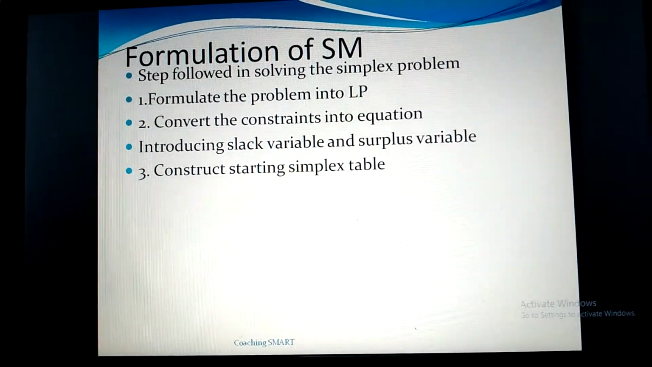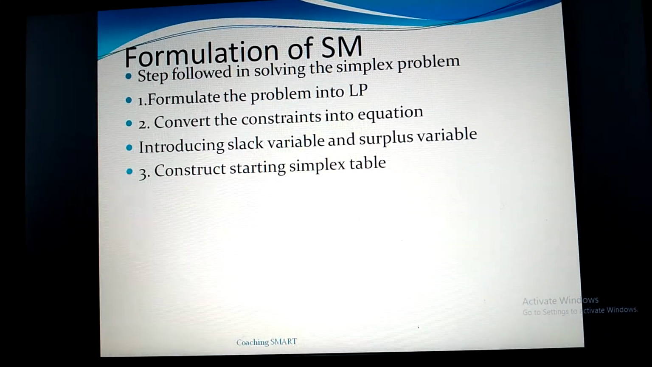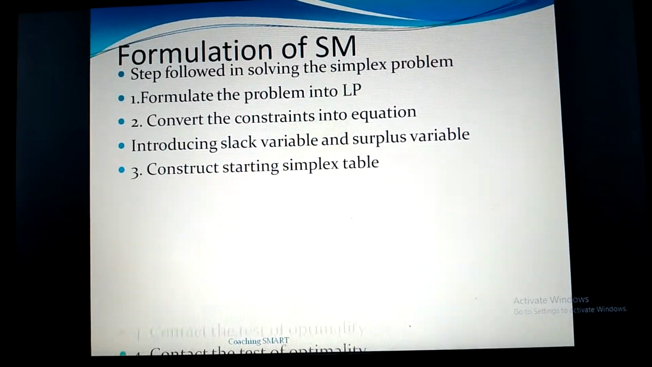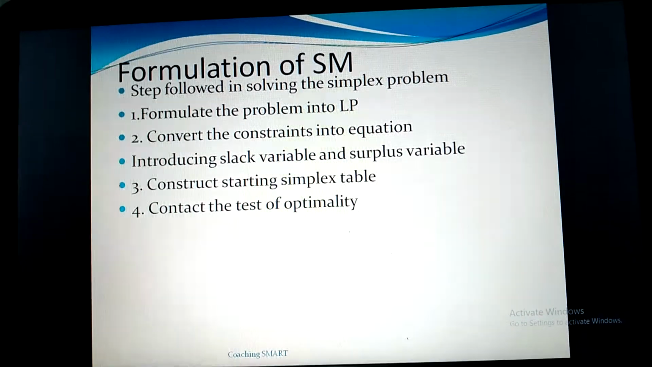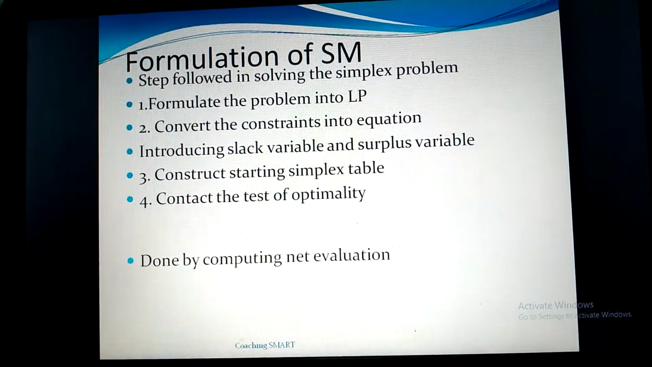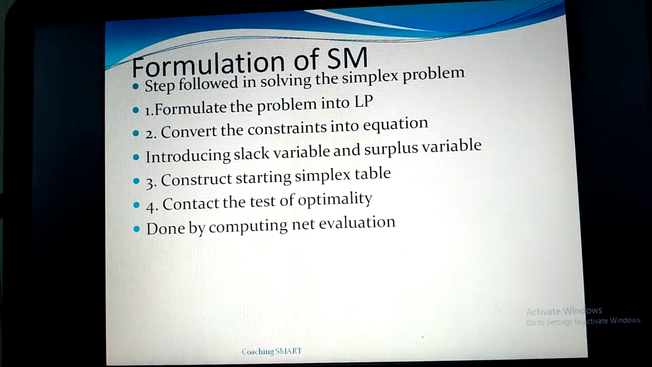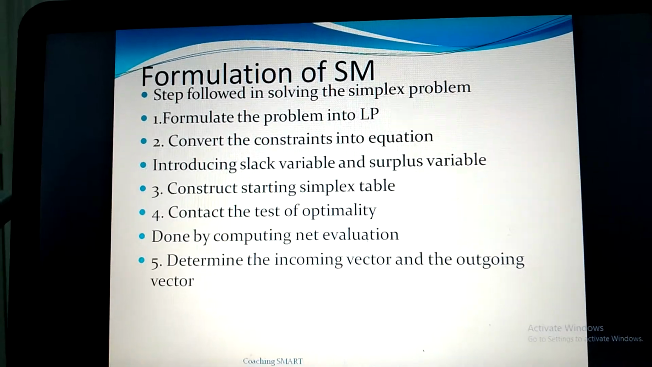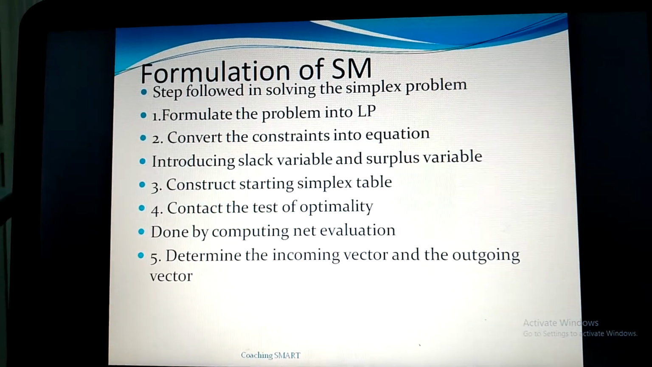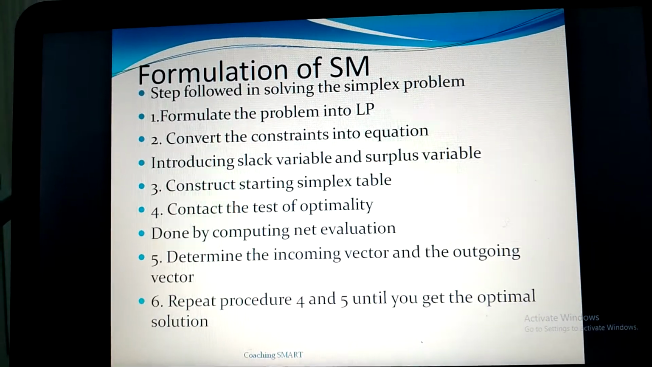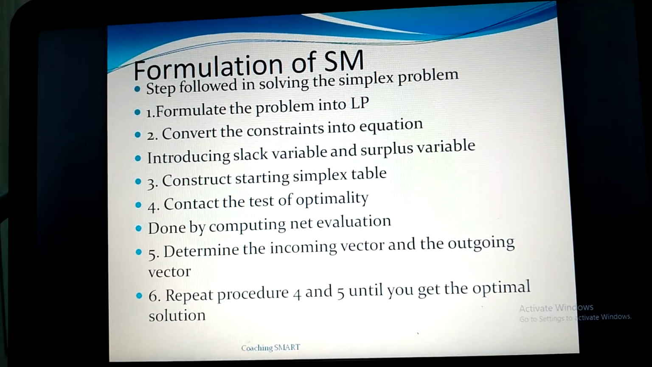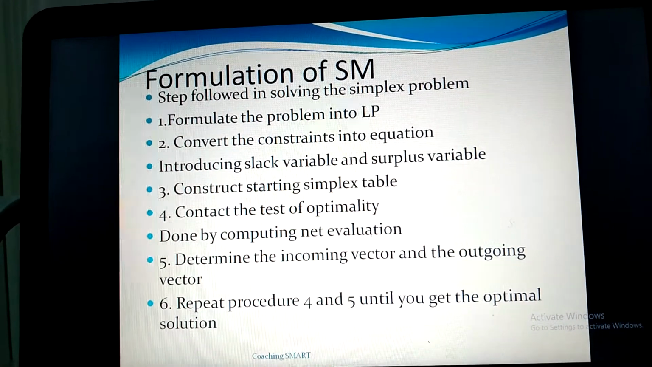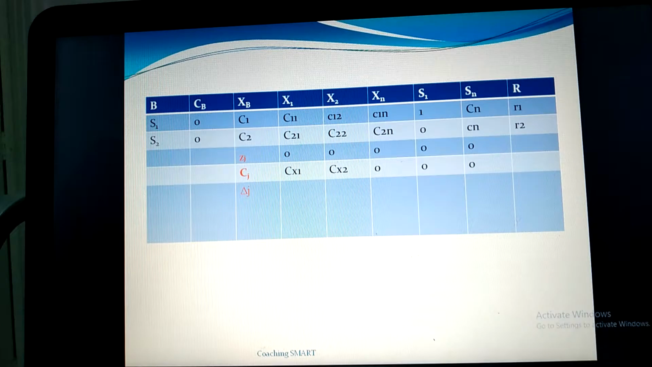4. Construct the starting simplex table. So you construct what we call the simplex table. 5. Then conduct a test of optimality. How do you do that? It is done by computing the net evaluation. 6. Then determine the incoming vector and the outgoing vector. 7. Then finally, repeat the process 5 and 6 until you get the optimal solution.